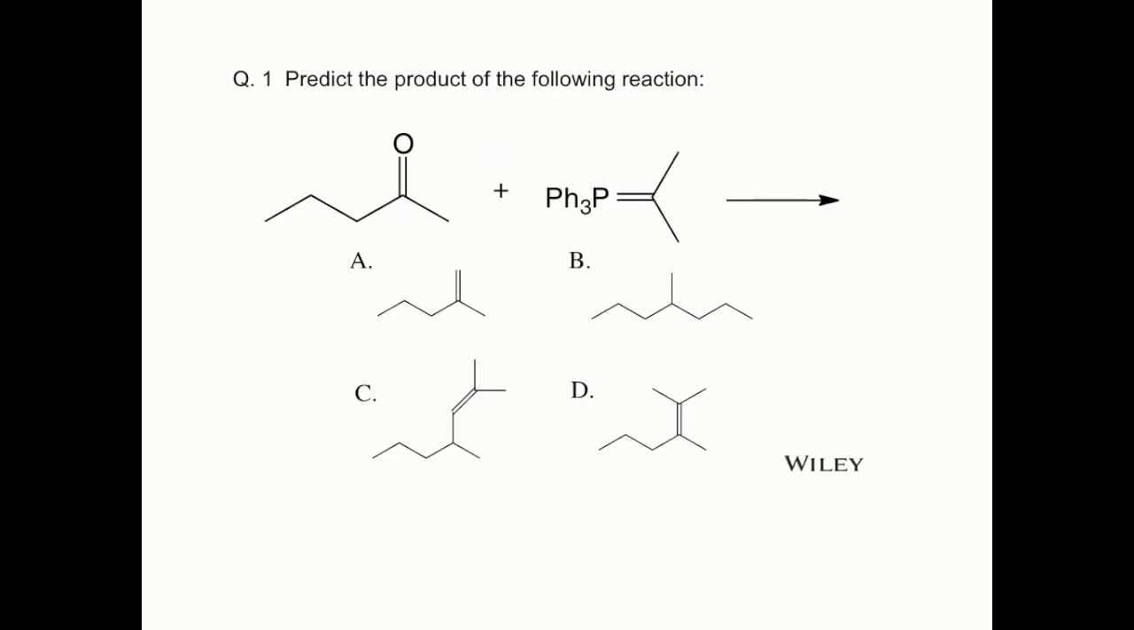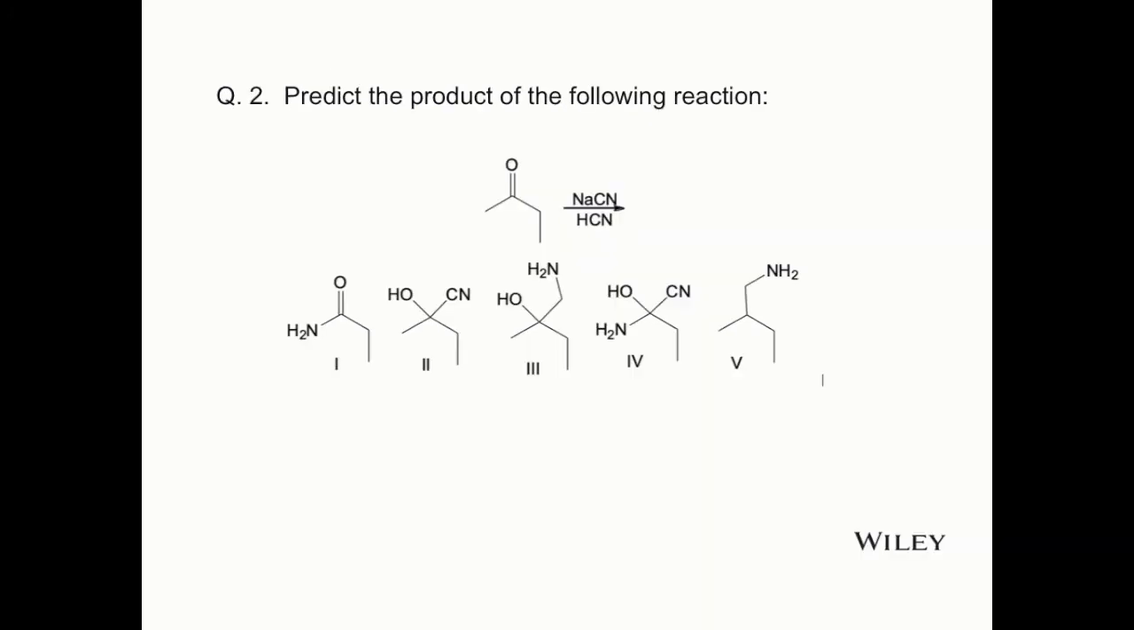Let's finish up with a couple of questions. Predict the product of the following reaction. So notice this is a Wittig reagent. So think about what a Wittig reagent does, what type of products it forms. Now let's react a ketone with sodium cyanide in the presence of HCN. What type of product would you get here?